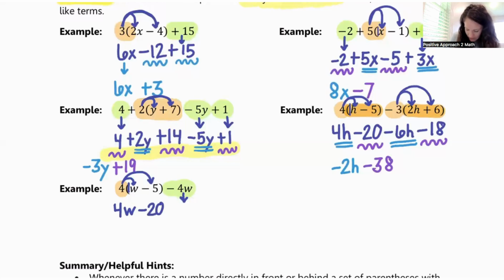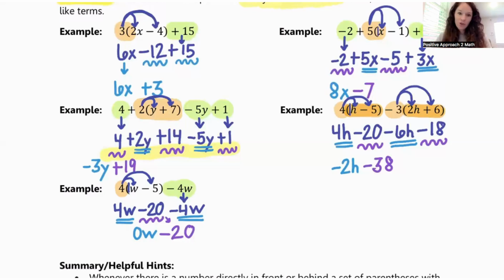And then we're going to bring down negative 4W. Nothing was left behind. We took care of each term. And now we're ready to combine like terms. So I see that I have a 4W here and a negative 4W. So when I go to do 4W minus 4W, I get 0W. Okay? And then I say, okay, that constant doesn't have any friends. So it's just going to go along for the ride and we're just going to bring it down.